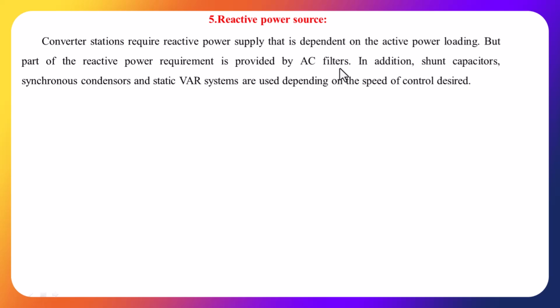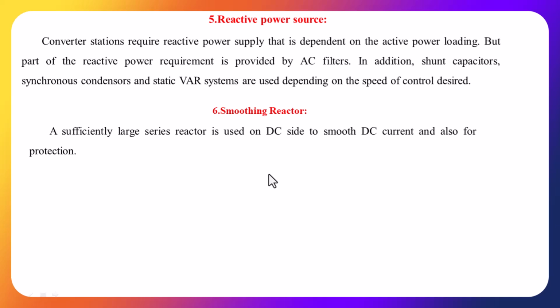Mostly the total reactive power cannot be supplied by the AC filter. So we have to use shunt capacitors, synchronous condensers, and static VAR systems to compensate the reactive power which is required by the converter. Smoothing reactor. When the AC power is converted to DC power, some amount of ripple exists on the DC side. To reduce the ripples in the DC current, we have to use one large inductor, which is a smoothing reactor, which smooths the DC current.